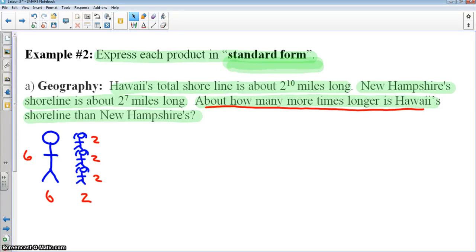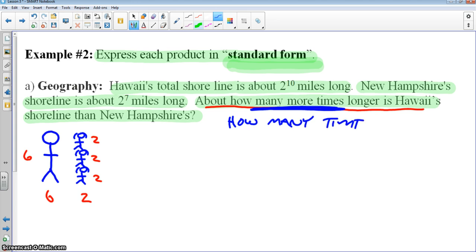So when you see this term, how many times or how many more times, that really means division. So how many times, you should write this down, equals division. Some people will think this is subtraction and they'll get it wrong if you just try to subtract them. So how many more times, how many times greater, you'll see those phrases come up quite a bit.